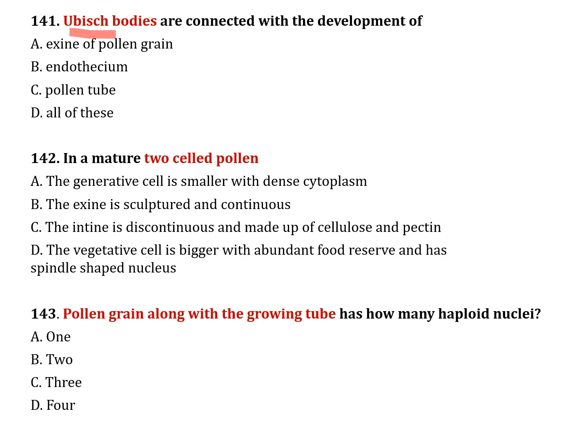Ubisch bodies are connected with the development of option A, exine of pollen grain. Option B, endothecium. Option C, pollen tube. Option D, all of these. Correct answer is option A, exine of pollen grain. The next question, number 142.